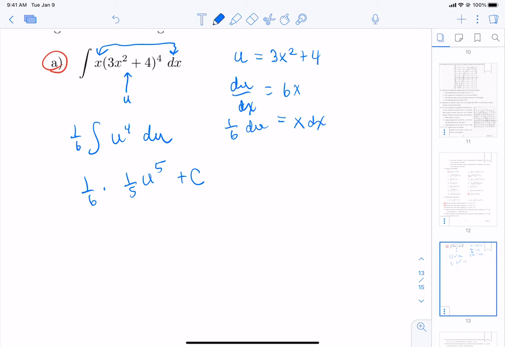Now, the original problem had x's in it, so the last step is to put the x's back in. U gets taken out and replaced with 3x squared plus 4. So we get 1/30 times (3x squared plus 4) to the 5th. Sometimes you'll even see it written (3x squared plus 4) to the 5th all over 30. That's okay too. So there is that one for you.